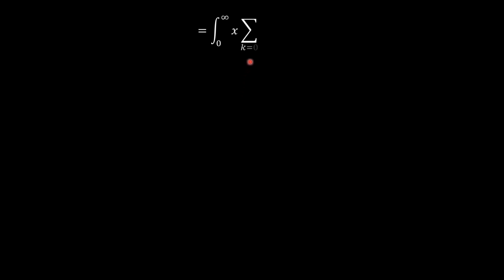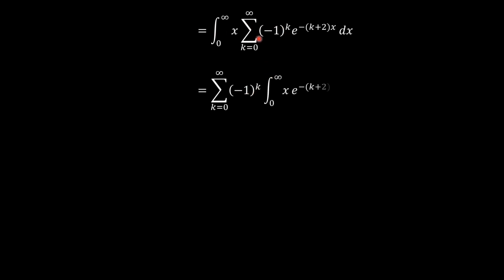Then what follows here is swapping around, because really the integration of a summation of components is the same as the summation of the integrals of independent components. So we can sum up the result of what we get from integrating each independent component. And since this negative 1 to the power k is a constant, we can just pull that out, and our focus now is integrating from x equals 0 to infinity, x times e to the power negative (k plus 2)x.